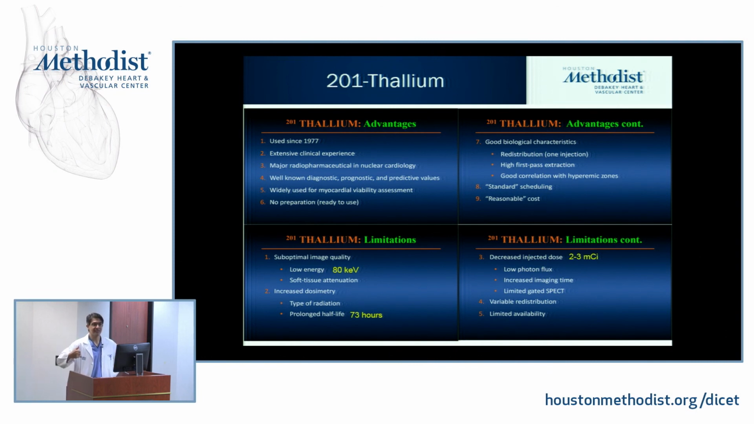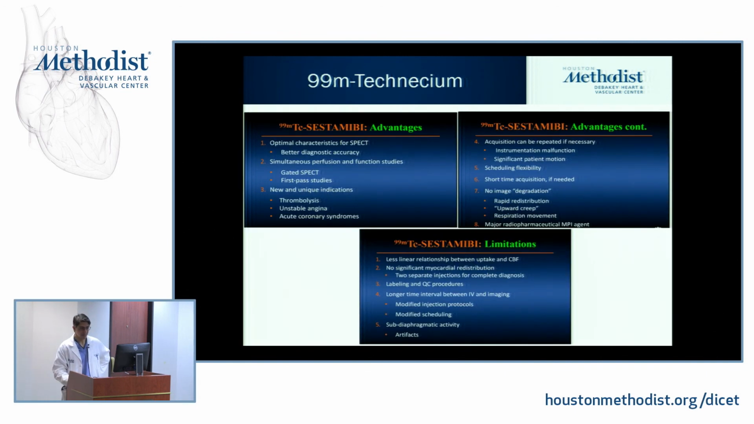What that means is that with a half-life of 73 hours, we actually have to give a lower dose of it. The reason you give a lower dose is that it lasts a lot longer in your body, and you have to stay within certain bounds of radiation that you can administer. So the low dose of thallium that you use, and the low keV photons produced by it, all lead to suboptimal image quality. That's one of its greatest limitations and why we prefer tech agents.